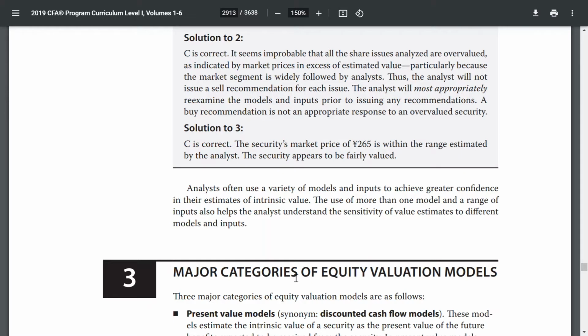Analysts often use a variety of models to interpret and to achieve greater confidence in their estimates of intrinsic value. The use of more than one model and a range of inputs also helps an analyst to understand the sensitivity of value estimates to different models and inputs.